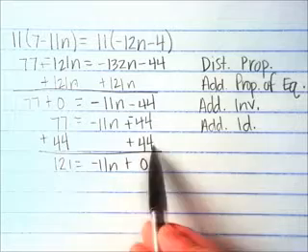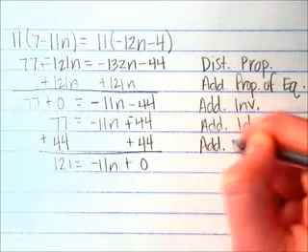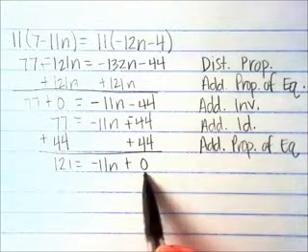Oh, we forgot to justify this step. How do we know we can add 44 to both sides? Because, again, that addition property of equality. And how did we know we got a 0?